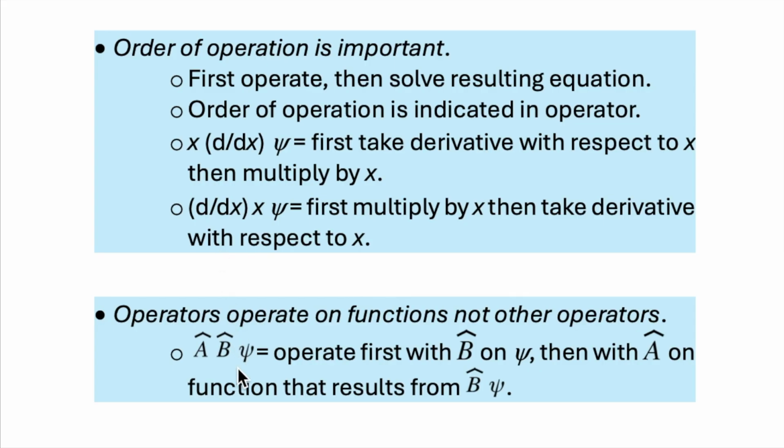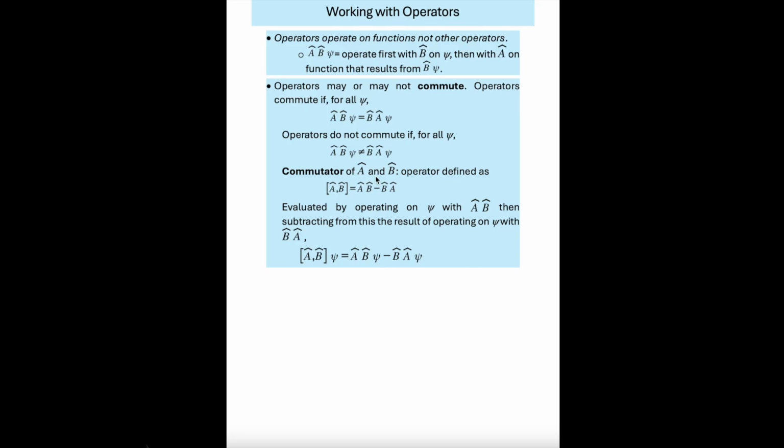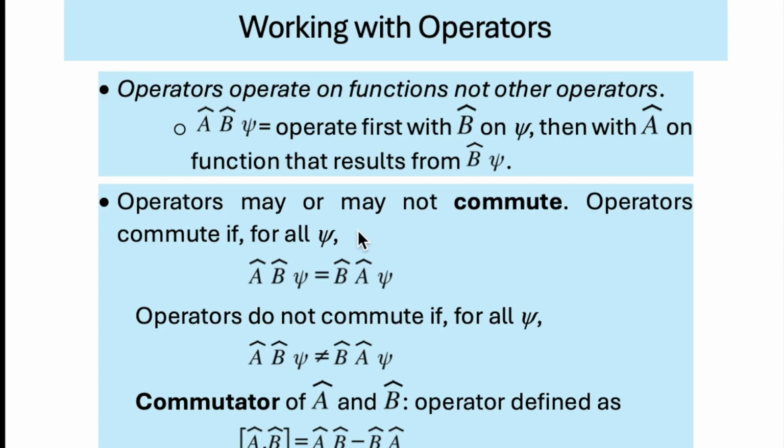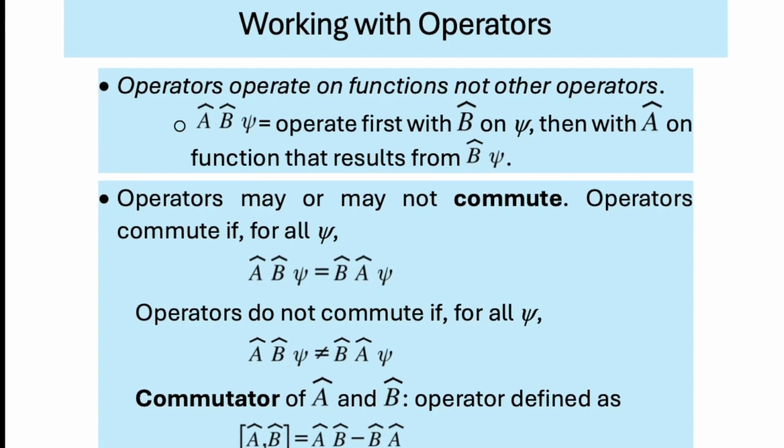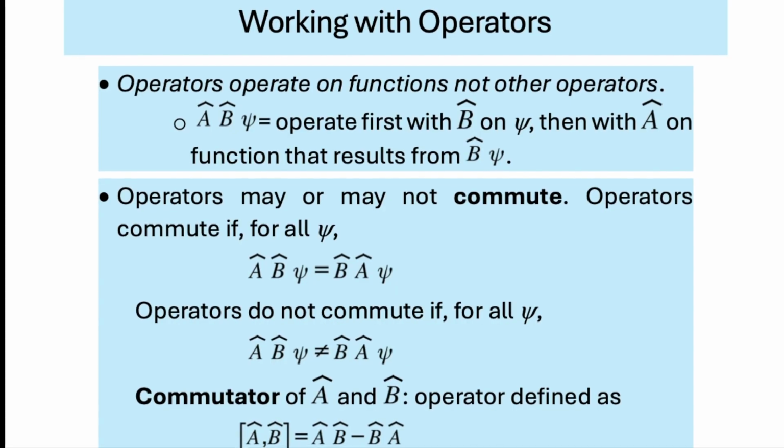Next, operators operate on functions, not other operators. So when we have two operations in a row, such as listed here, first B operates on psi, then A will operate on the result that we got from B operating on psi. Operators may or may not commute, right? The order of operation is important, and therefore we have to check for each set of operators that we've got.